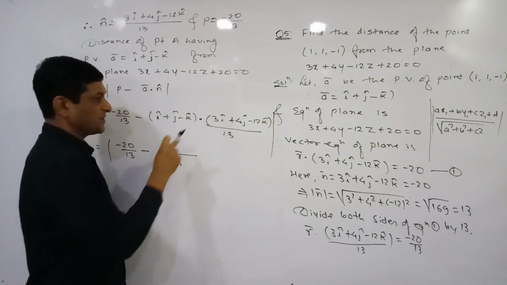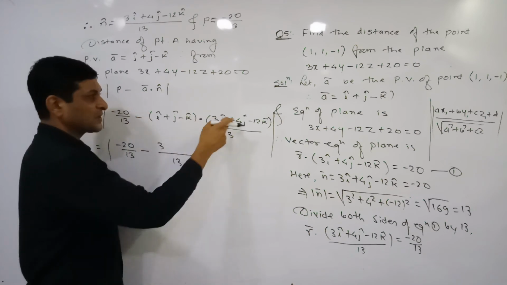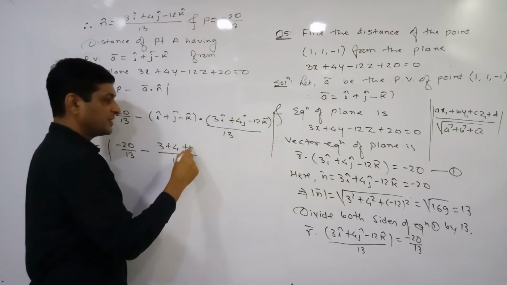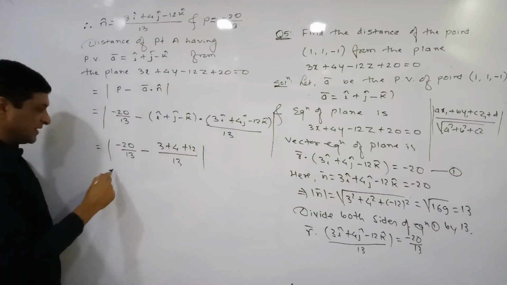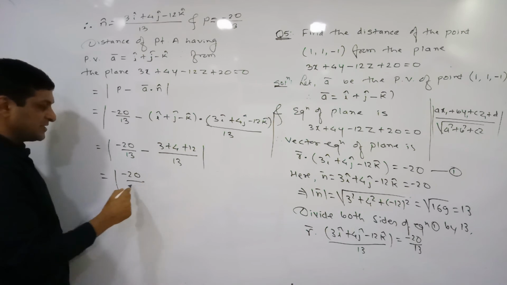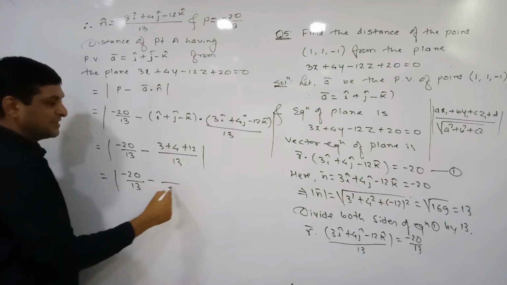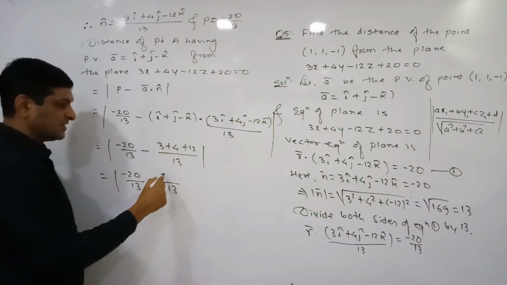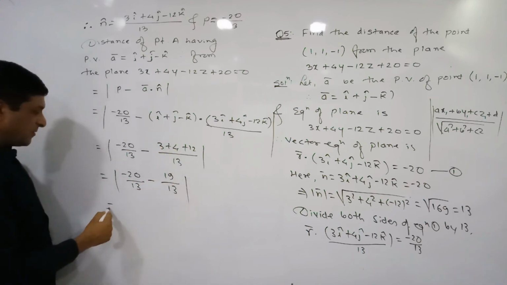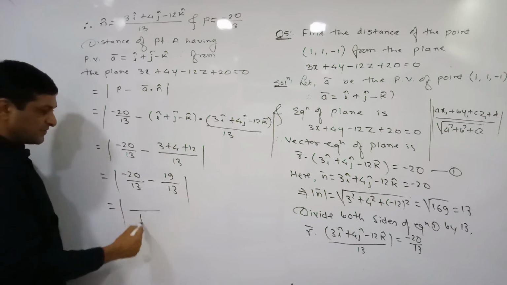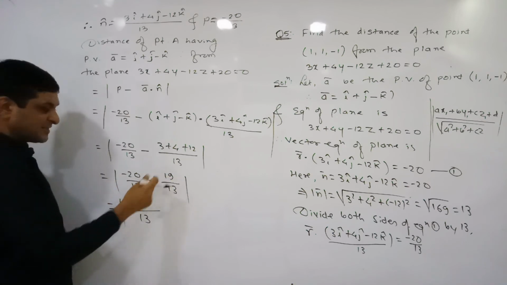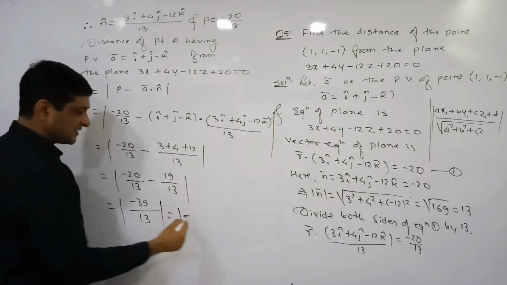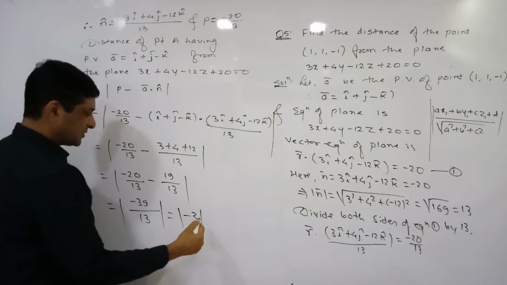So observe here the dot product. 3 into 1 is 3, 4 into 1 is 4, and minus 1 into minus 12 will be equal to plus 12. So which is equal to minus 20, keep it as it is, divided by 13, and here also 13, keep it as it is. 12 plus 4 is 16, 16 plus 3 is 19. Since the denominators are the same, take the addition of numerators. So minus 20 minus 19 will be minus 39. So minus, keep it as it is, 39 upon 13 will be equal to 3.